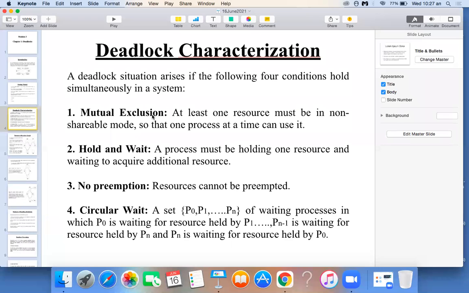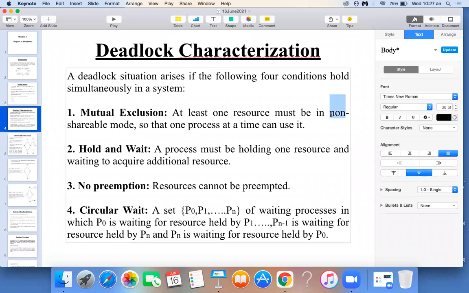How are you achieving mutual exclusion? By making resources non-shareable. That is very important. By making resources non-shareable, you can create a mutual exclusion environment which results in a deadlock. That is what the first point says. Similarly, the second one is hold and wait. Hold and wait means one process is holding one resource and it is requesting an additional resource. In that situation also, deadlock is going to occur.